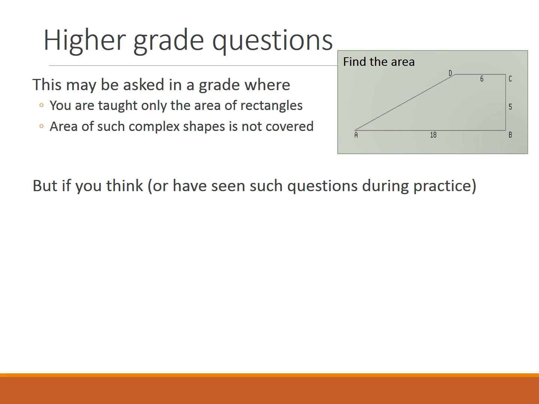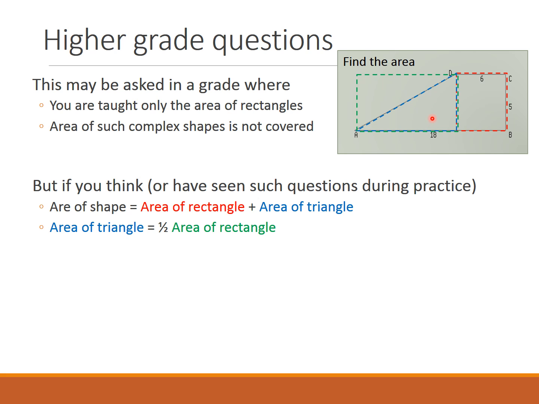But if we actually observe this question, we can find that this complex shape can be divided into two known shapes. The first is a rectangle, which is shown in a red dotted line, and the second one is a triangle, which is shown in the blue dotted line. So now we can say that the area of this shape equals the area of the rectangle plus the area of the triangle. And since the kids have been taught how to find the area of a rectangle, this area can easily be found.